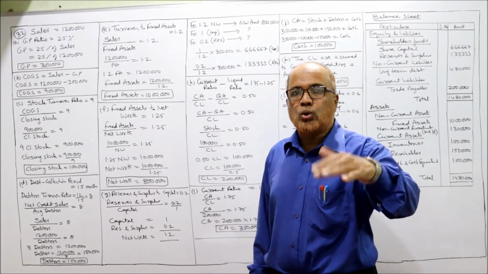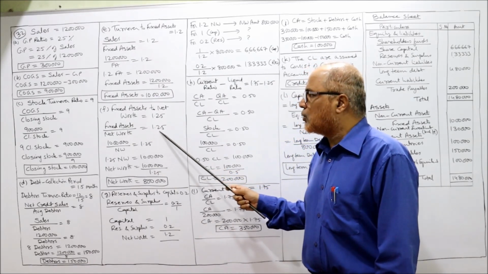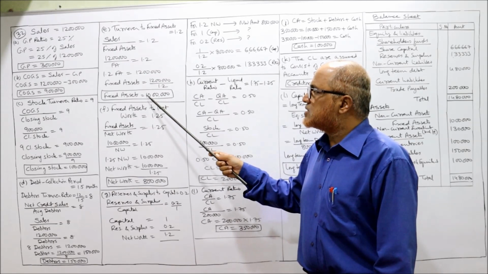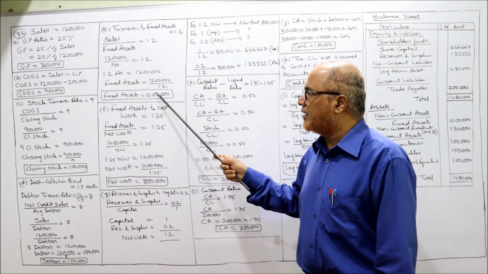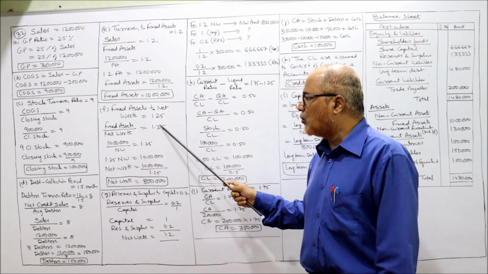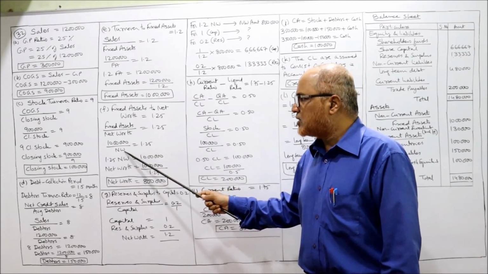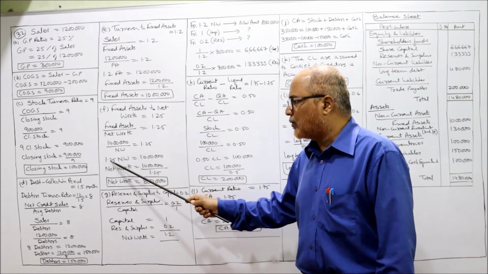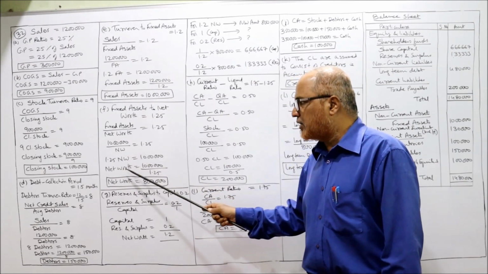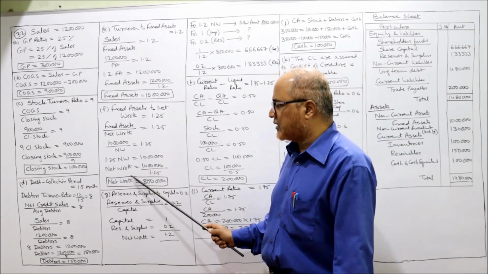Next is fixed assets to net worth. The formula will be fixed assets by net worth is equal to 1.25. Fixed assets we have just now calculated. Fixed assets are 10 lakh. Net worth we have to find out, is equal to 1.25, the ratio given in the problem. Now cross multiply. 1.25 into net worth is equal to 10 lakh. So net worth is equal to 10 lakh by 1.25, 8 lakh rupees is the net worth.